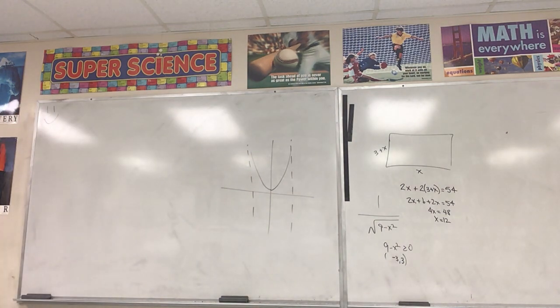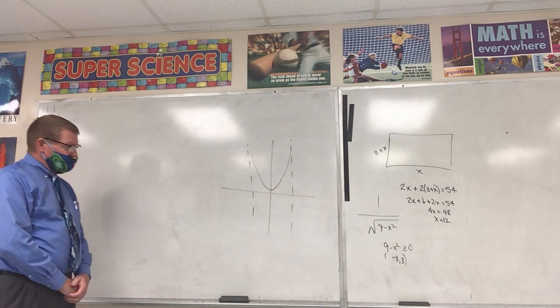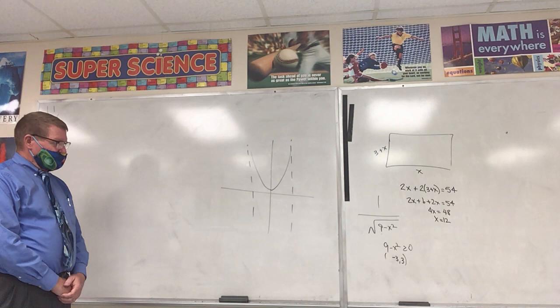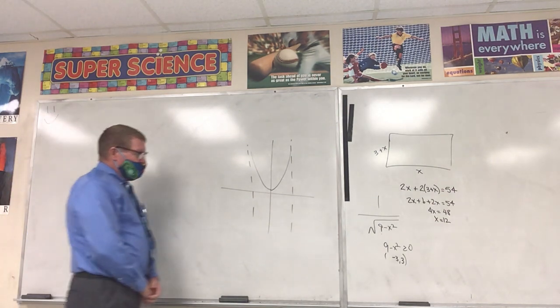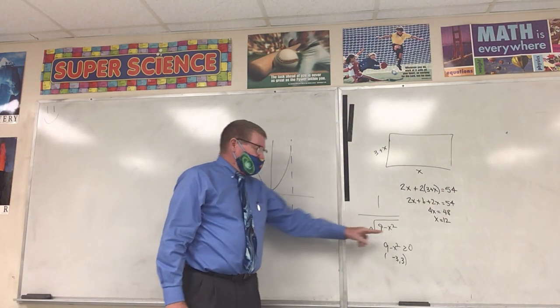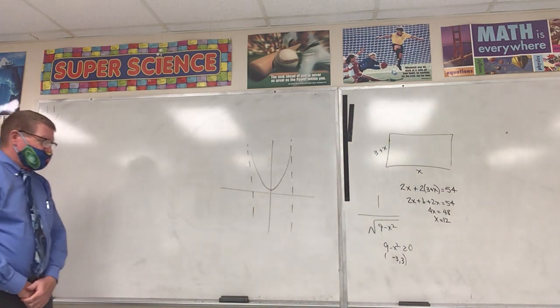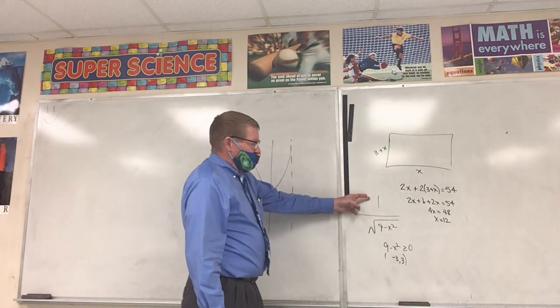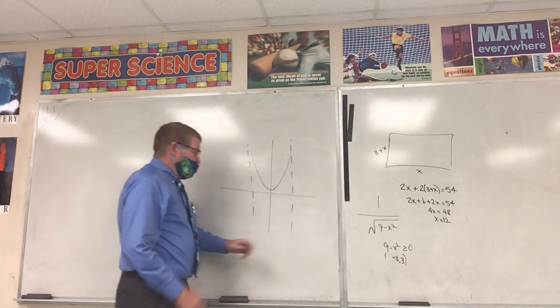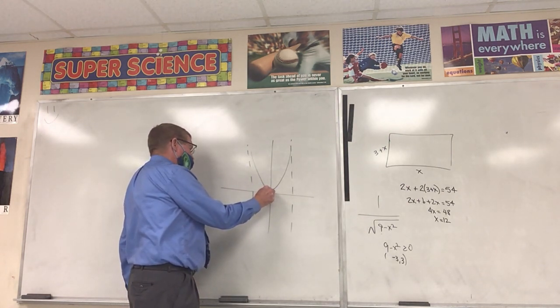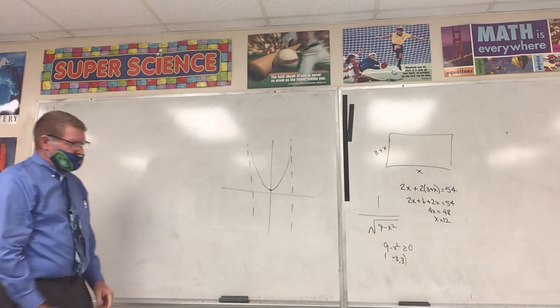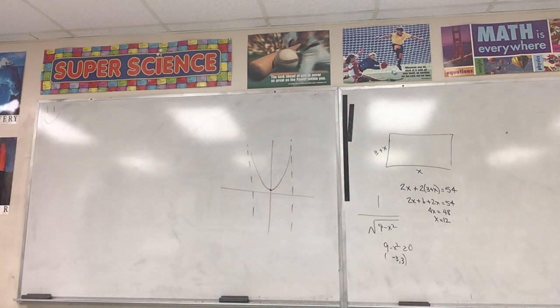That's what my graph looks like. My range is going to be 0 to infinity? Or no, 3 to infinity? 1 to infinity? If I put 0 in for x, what do I get? 1 over 3. So that's that point right there. So what's my range? 1/3 to infinity.